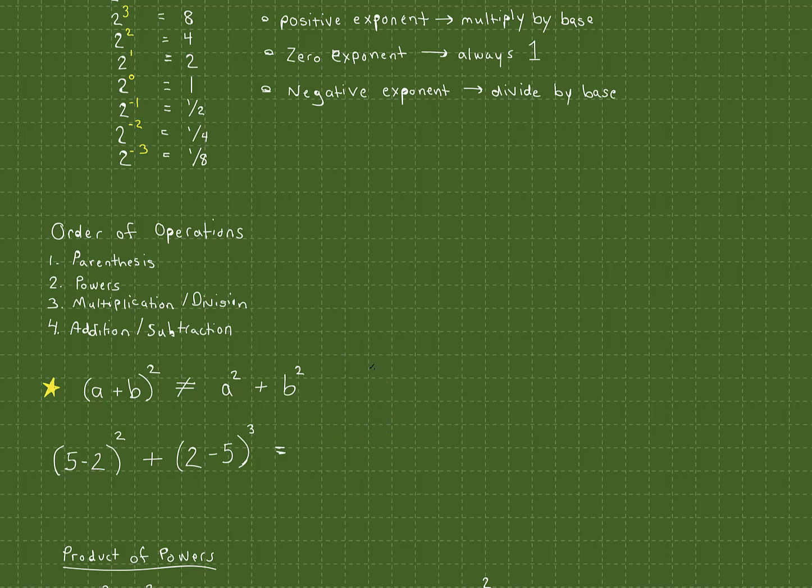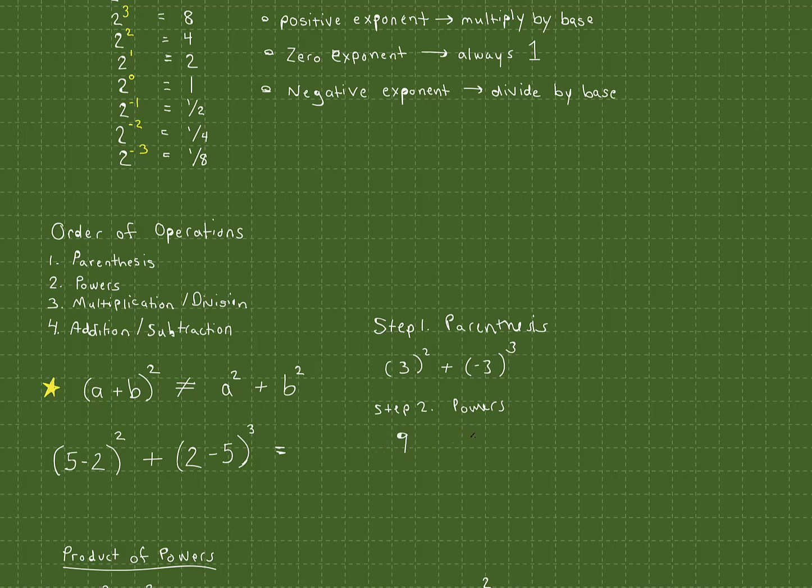First we evaluate, so step 1. Step 1 is parentheses. Well, 5 minus 2, that becomes 3, and we keep the squared for now. 2 minus 5 becomes negative 3, and that becomes negative 3 to the 3rd power. Okay, step number 2 is powers. Well, 3 squared is 9.